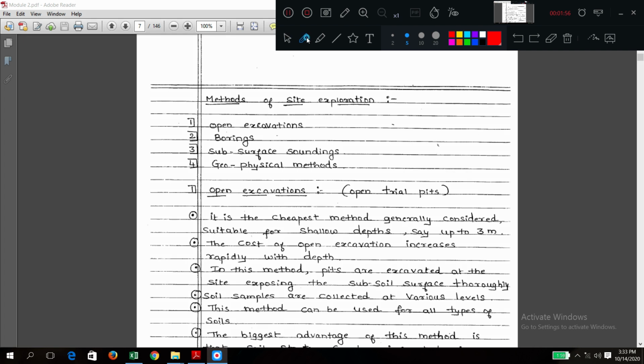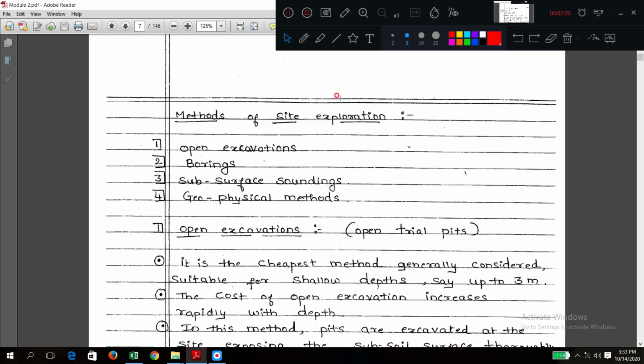This is very important from your exam point of view. First is open excavation, second is boring method, third is subsurface soundings, and fourth is geophysical method. So these are the methods of site exploration. You can expect one question from this concept: explain the different methods of site exploration, or list the site exploration methods and explain any one method in detail.